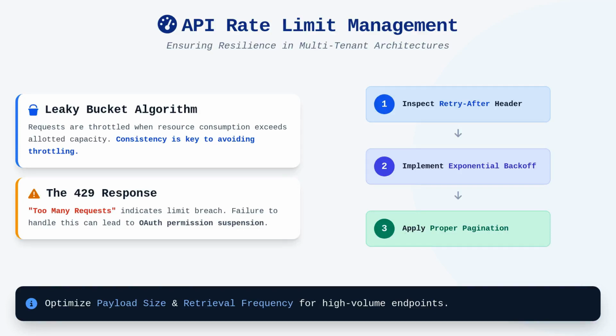Designing for resilience at the API boundary ensures that your automation remains robust regardless of transient network spikes or temporary pressure on the system resources.